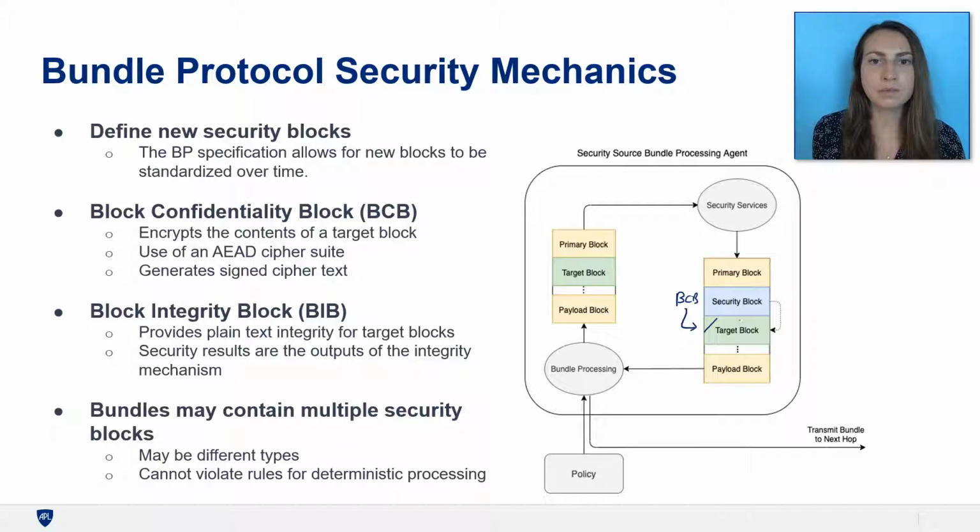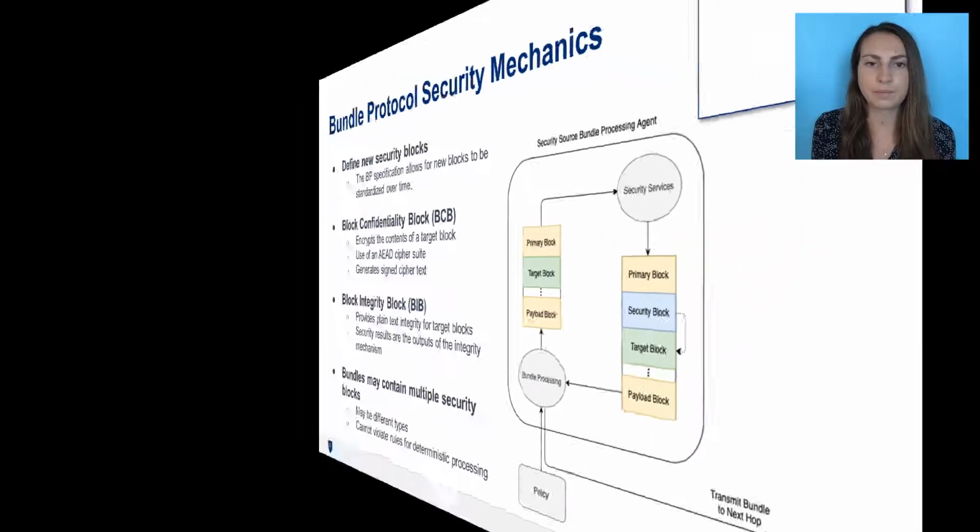When the BCB is removed from the bundle, its targets are decrypted and any additional authentication information that was generated is verified. The block integrity block, or BIB, is used to provide plaintext integrity for its target blocks. The outputs of the integrity mechanism are stored as security results belonging to the BIB and can be used to verify the target block's integrity during transit and at its security endpoint.